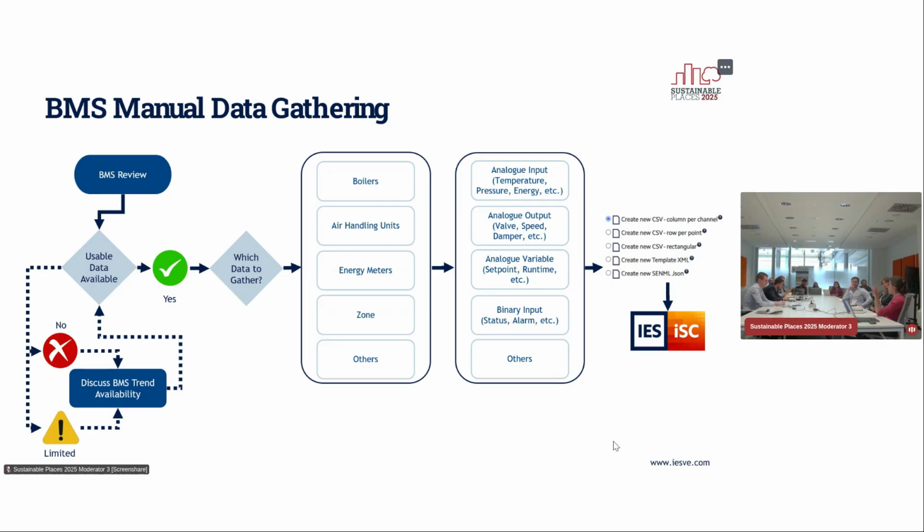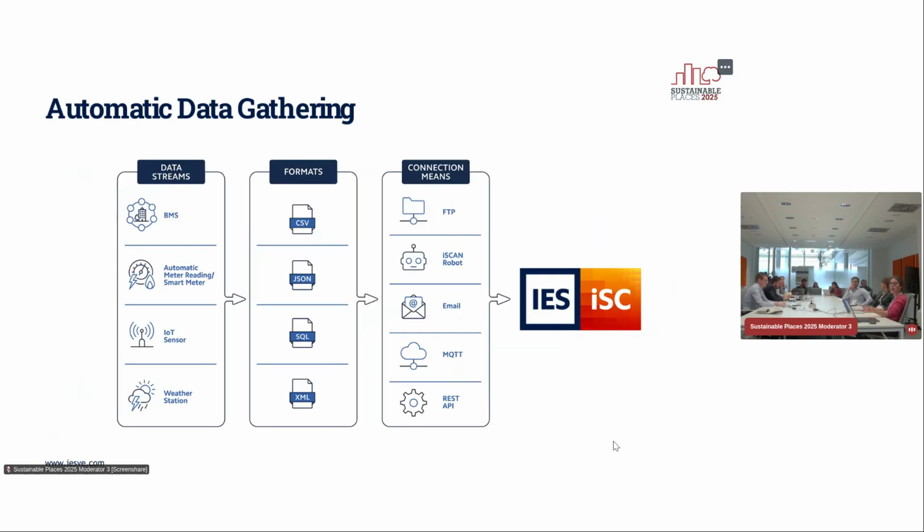This is a manual data process, but of course, there's another method, which is automatically gathering the data. It's the same flow, but with a more direct connection. In those more advanced cases, when an automated connection is possible, we can actually connect live data in iScan, connecting to the BMS using email, MQTT, or APIs, depending on what's available.